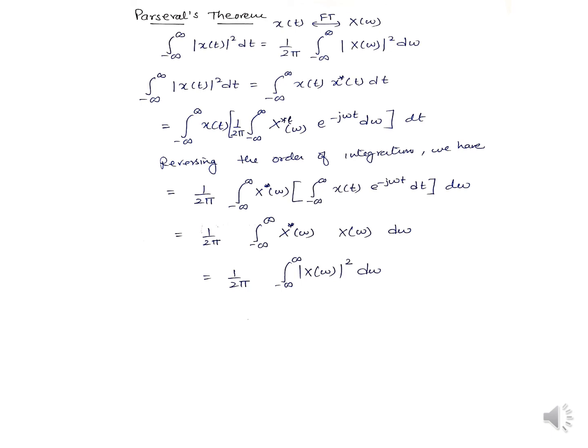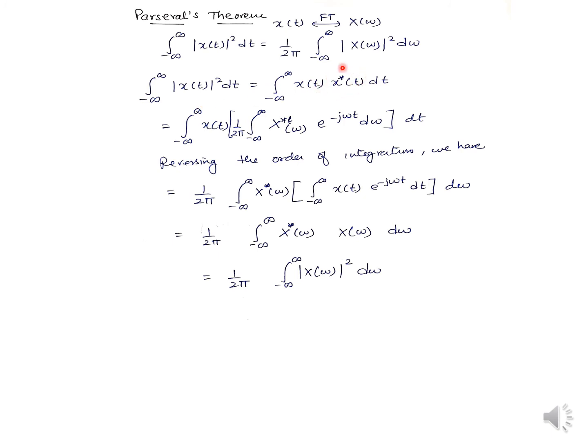This is about Parseval's theorem, which is used to find the energy of a signal if we know the Fourier transform of the signal. As you can see, this is the formula to find the energy of a signal x(t). So we have to prove that the integral from minus infinity to infinity of mod of x(t) squared dt equals 1 upon 2 pi times the integral from minus infinity to infinity of mod of X(omega) squared d omega.